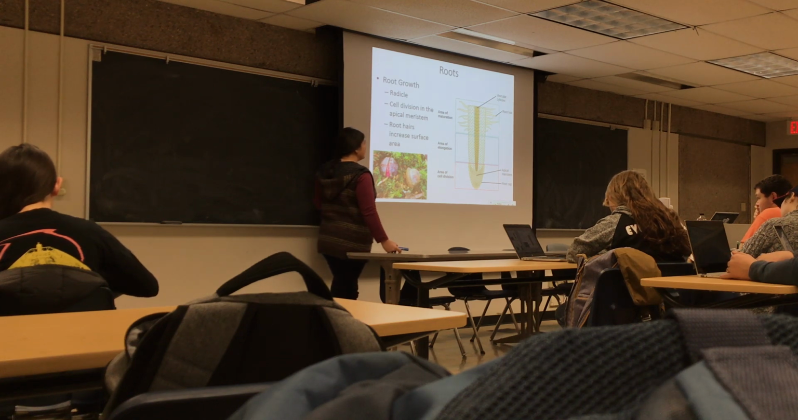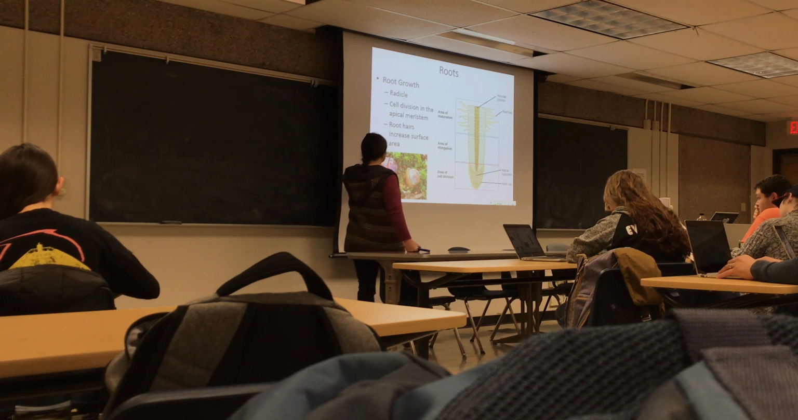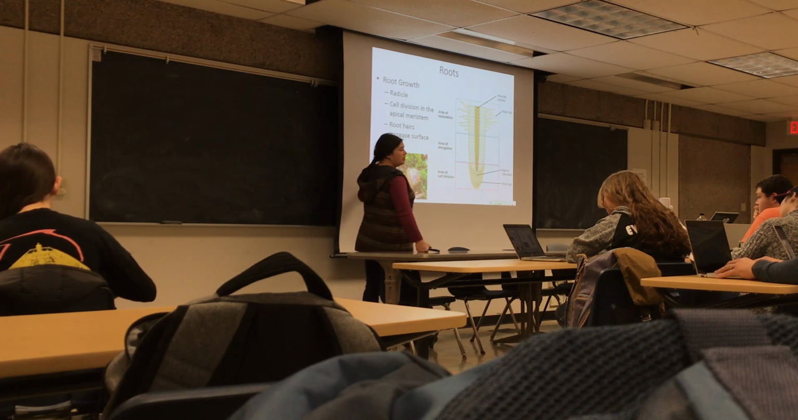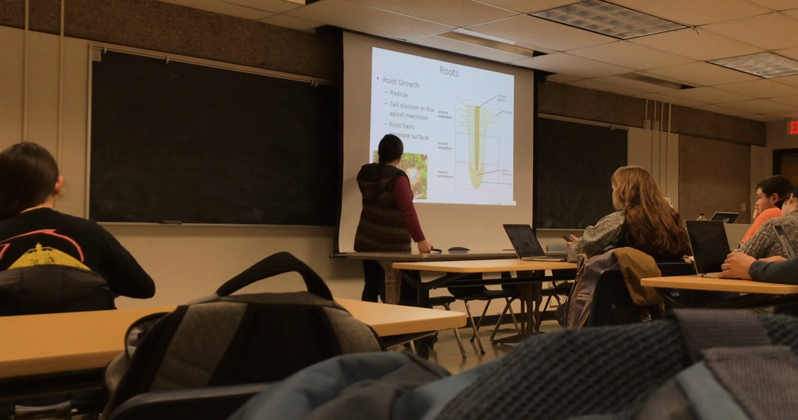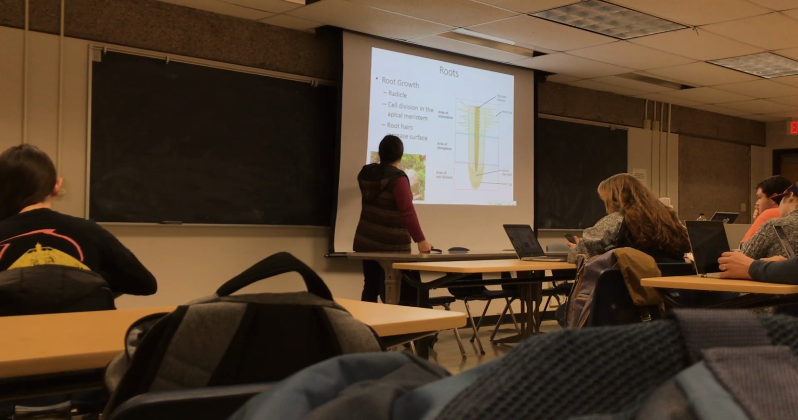So when a plant starts to grow from a seed, we're talking about a seed plant, the first thing that grows is actually the root. Because before the plant can do anything else or start photosynthesizing, it needs to be able to get access to water. So the first root that comes out of the seed is actually called the radicle. This is the radicle right here.